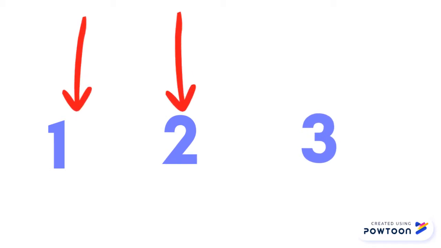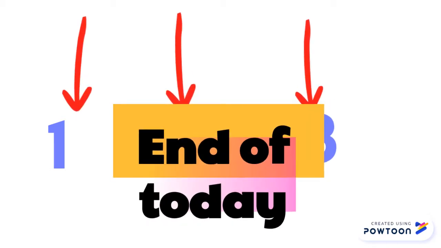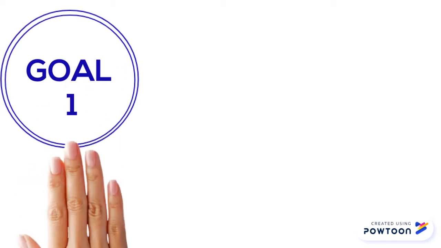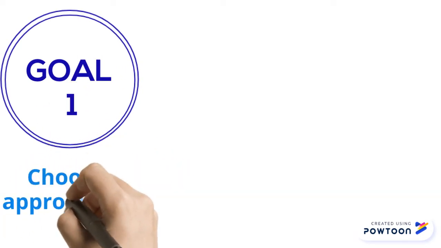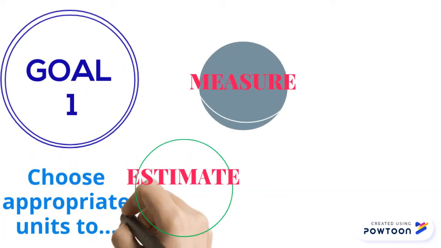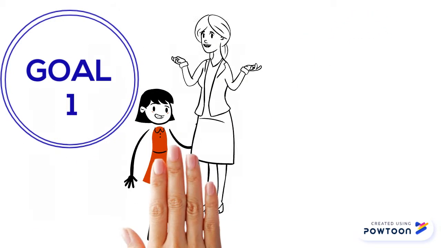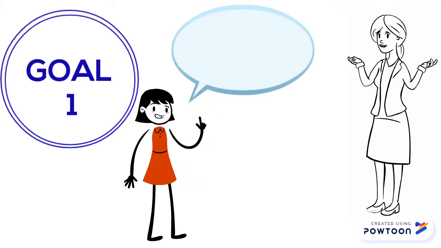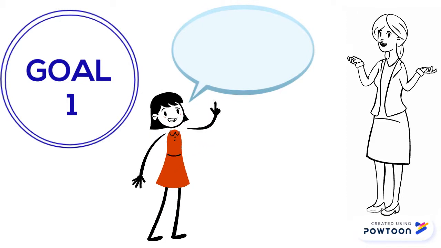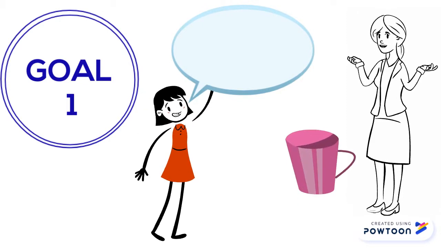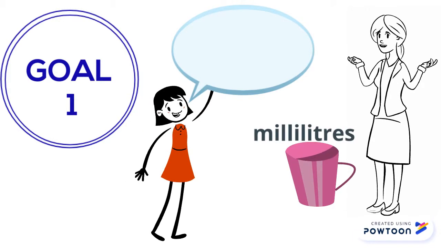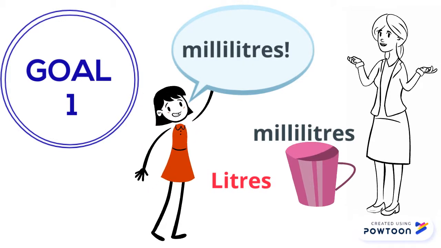I have chosen a few goals that I want you all to achieve by the end of today's lesson. Goal 1. To be able to pick appropriate units to estimate, measure, and calculate volumes and capacities. You need to show me that you understand what units are appropriate to measure the capacities of different containers. For example, will we use millilitres for a drinking glass or litres?